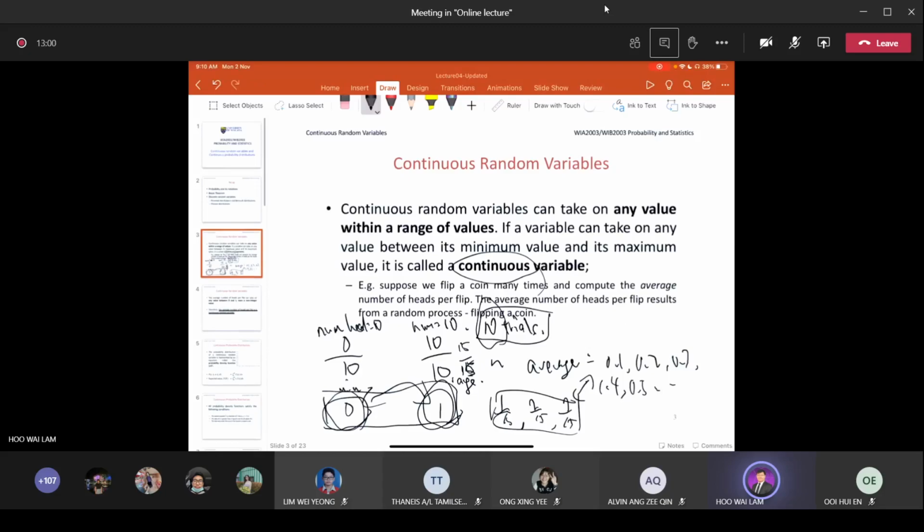Then, of course, the clear example over here for a discrete random variable is the number of heads. Number of heads is a clear discrete random variable because it can be only 0 to 10: 0, 1, 2, 3, 4, 5, 6, 7, 8, 9, 10. No other outcome. But when you are calculating the average, and this average is now your new random variable, you become continuous because it can be any value between your range.